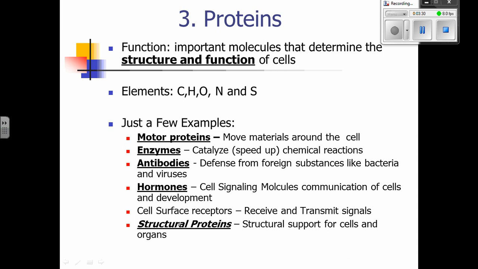Cell surface receptors. Cell surface receptors are, again, important signaling molecules because they receive and transmit signals to the nucleus inside the cell. We're going to be talking more about those a little bit later. And lastly, we have structural proteins, which provide structural support for cells and for organs. So these are just a few. There are thousands and thousands of types of proteins with different functions. So again, you can't pinpoint any specific function for proteins in general. However, you do know that they are extremely important for a lot of the processes that go on in our bodies.